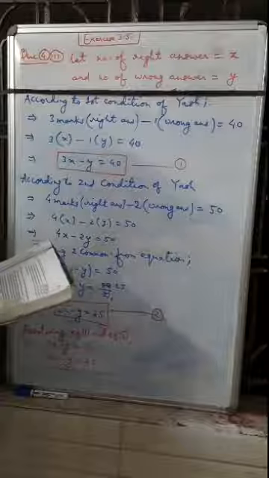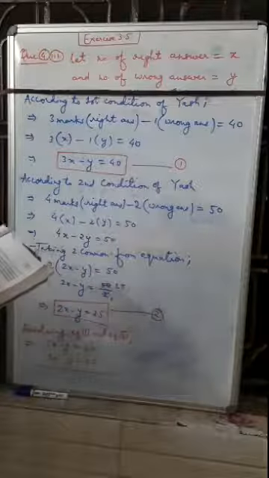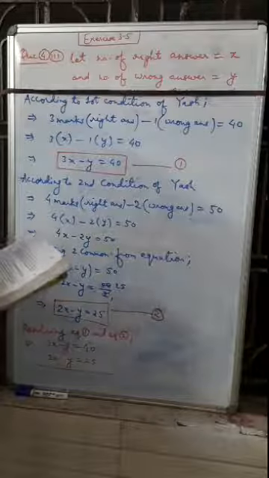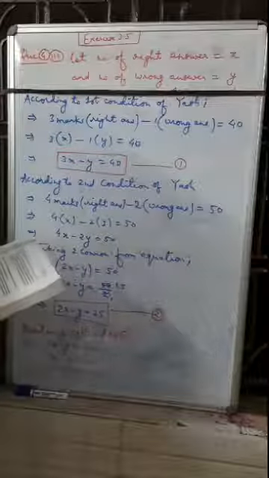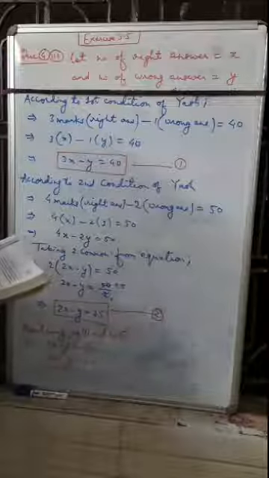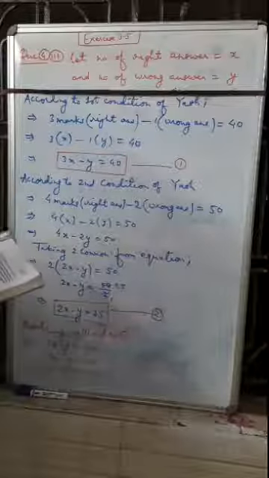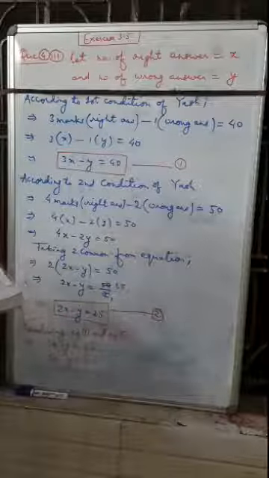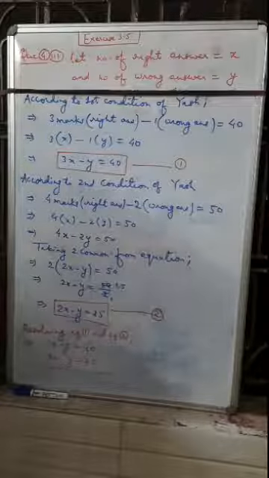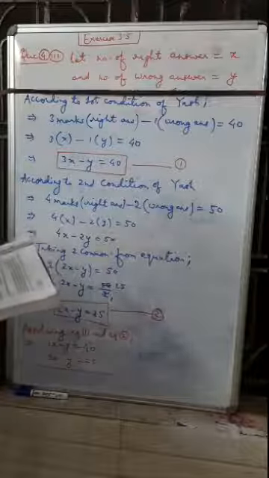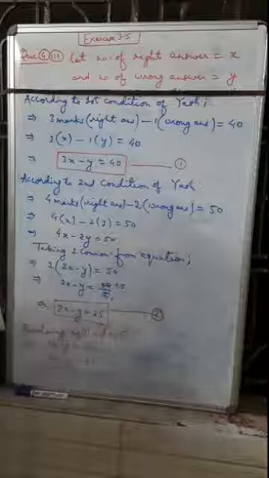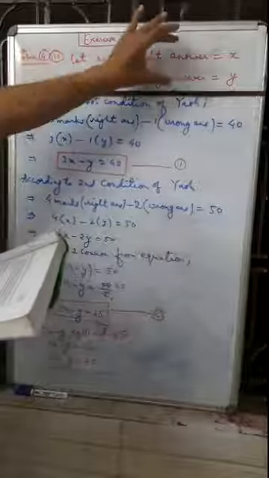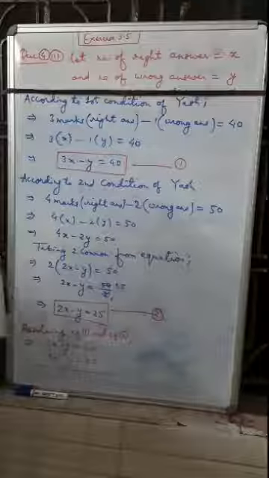Yes scored 40 marks in a test, getting 3 marks for each right answer and losing 1 mark for each wrong answer. Had 4 marks been awarded for each correct answer and 2 marks been deducted for each incorrect answer, then Yes would have scored 50 marks. How many questions were there in the test? That means the number of right answers and the number of wrong answers. If we sum both of them, we will get the total number of questions.